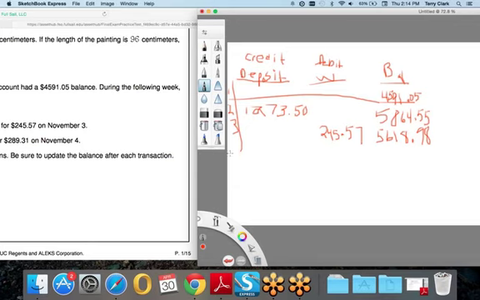And then we got a transaction on the 4th, which was another check for $289.31. And then that gets subtracted off as well. 5,329.67.